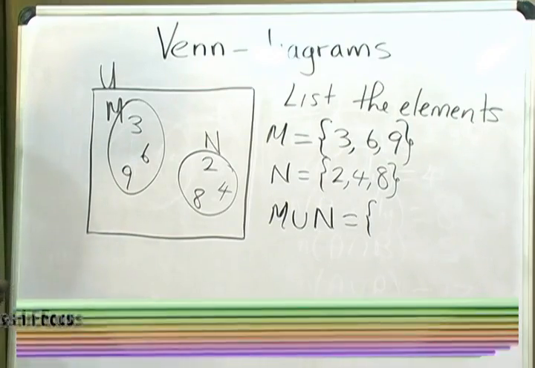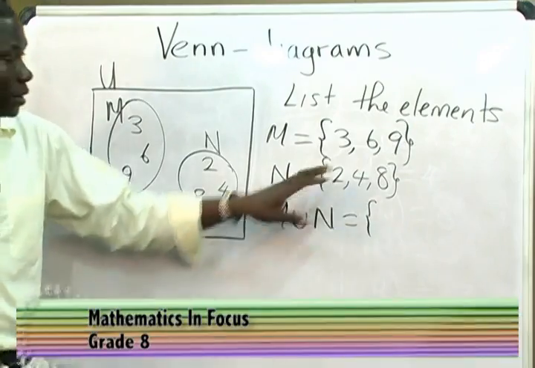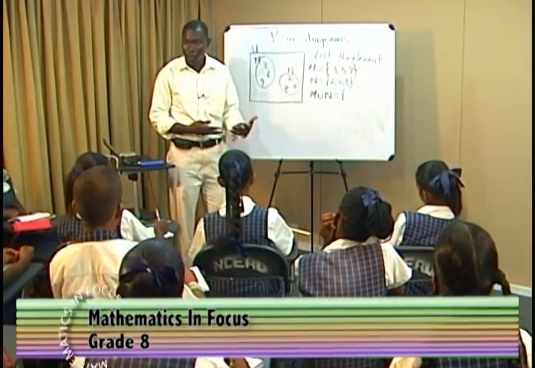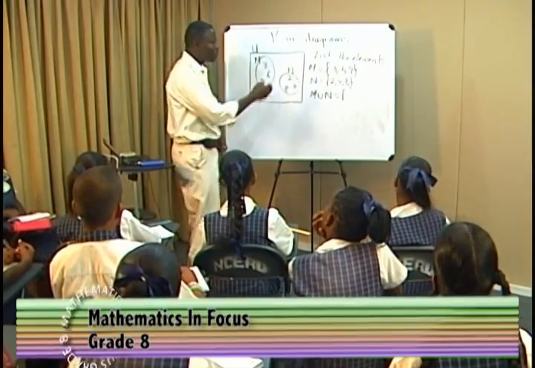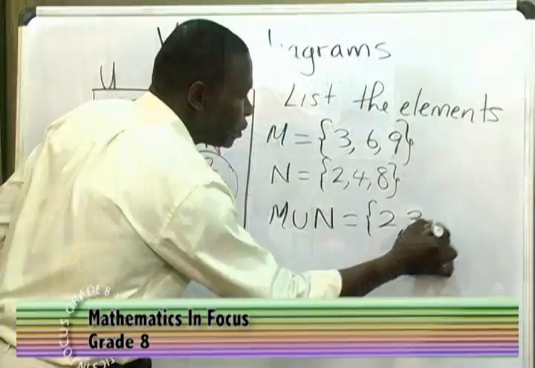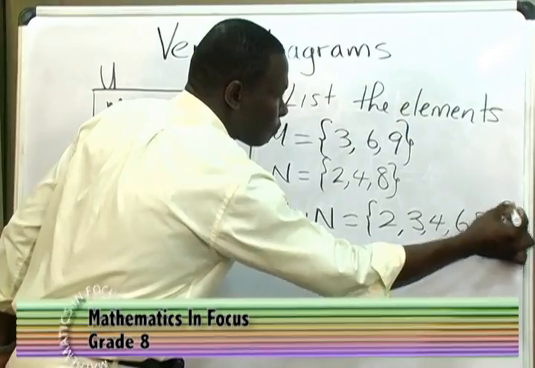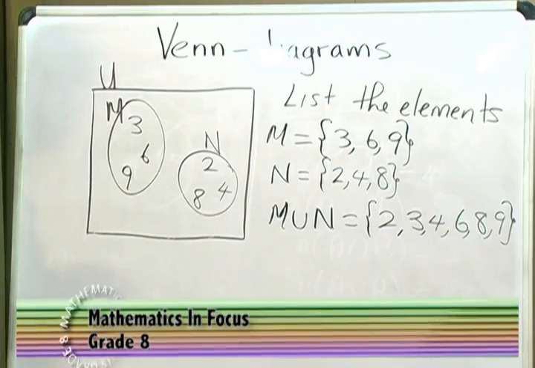So even though we're going to list the union of the sets, we do not just take the one and put it in and then take the second one and add it in. We still try to maintain the order. If it is numbers, we try to list them in order of their value. So we list this set as 2, 3, 4, 6, 8, 9. So that is the union of the two sets.